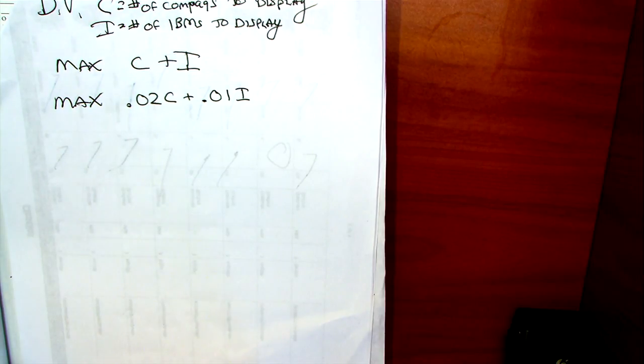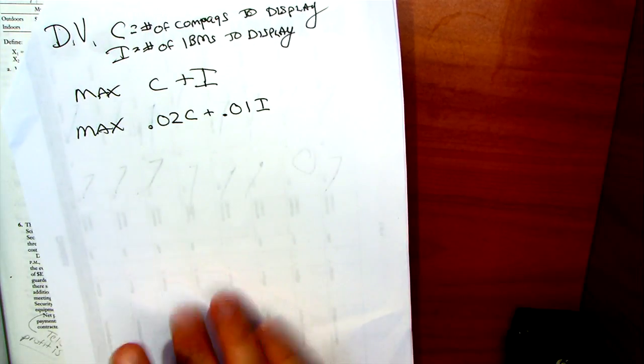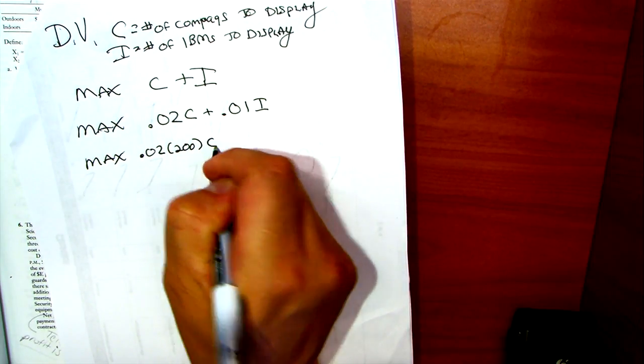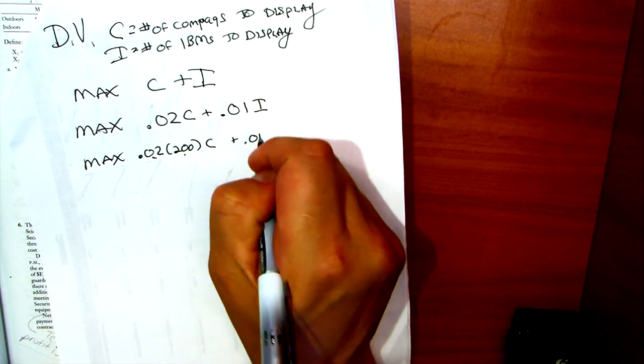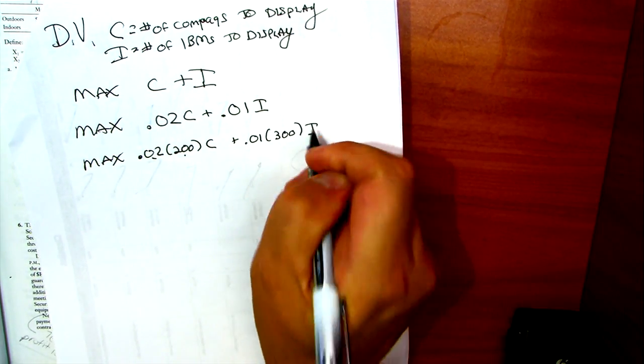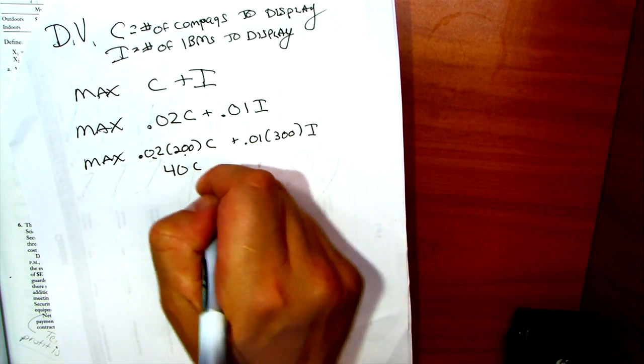And the third one says, another manager believes that the bottom line is what is important. He feels that in the long run, maximizing expected profit is what the stockholders want. Write the expression that models this objective. So looks like we make $200 on every Compaq and $300 on every IBM. So it'd be maximize 0.02 times 200C, because we sell it, this is how much we make, plus 0.01 times 300I, so this becomes 40C plus 30I.